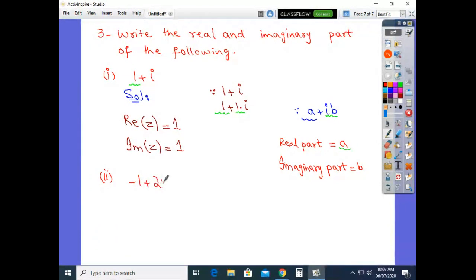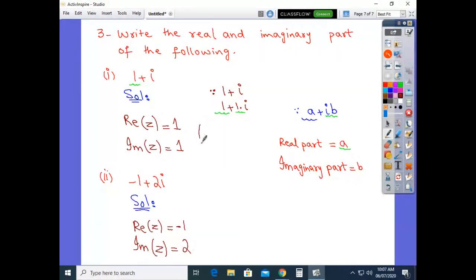The second part is negative 1 plus 2 iota. Now here we write real and imaginary part. What is its real part? Real part of z is negative 1. And what is the imaginary part? Imaginary part of z is 2, because the coefficient of iota is 2.